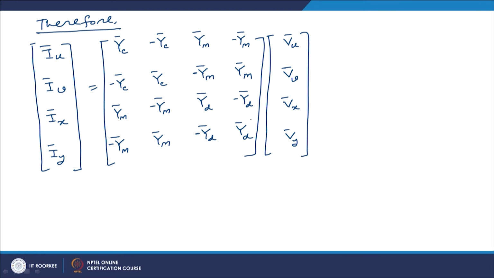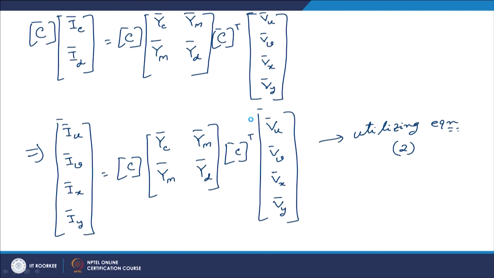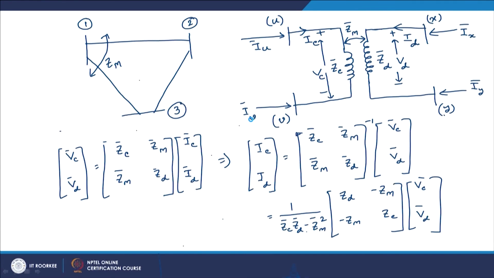So, what we got? We got the bus admittance matrix connecting the injected currents. You see here IU, IV, IX and IY; these are nothing but the injected currents at bus U, bus V, bus X and bus Y respectively.